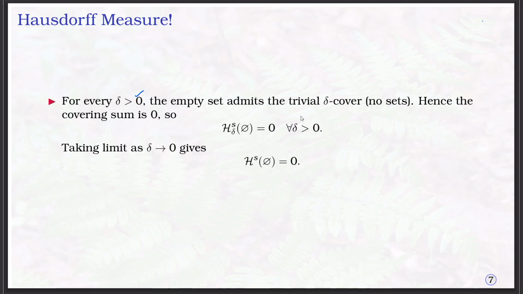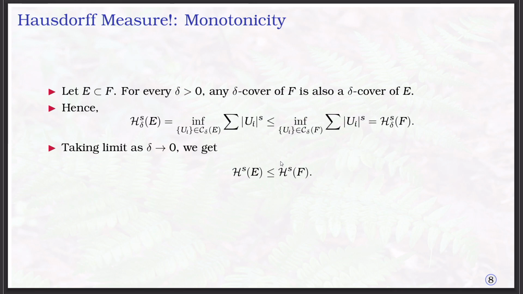For any delta cover, the H delta S of the empty set is 0. So this is true for all delta. Taking the limit as delta tends to 0 gives that Hs of the empty set is 0. So Hs of empty set is 0, the first one. The second condition, the monotonicity.